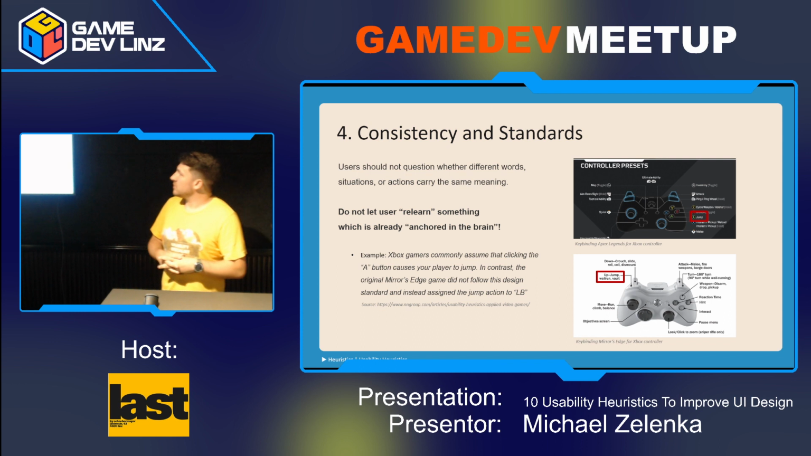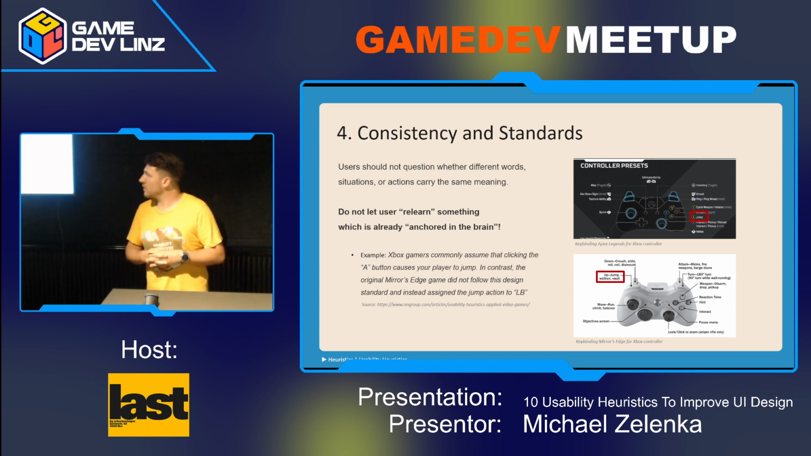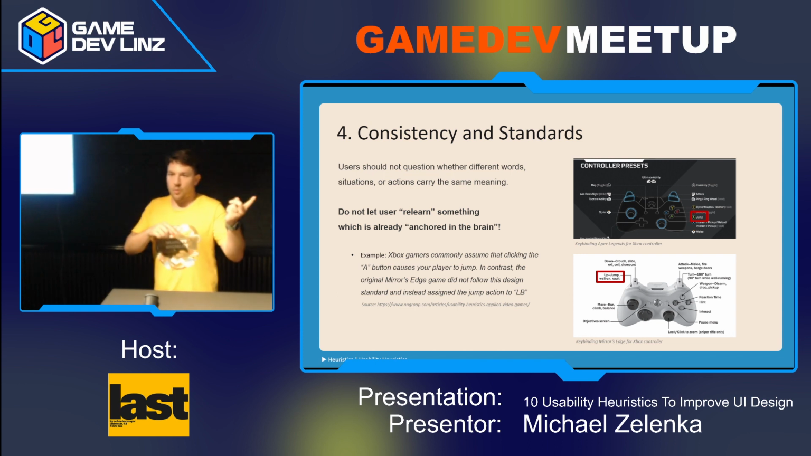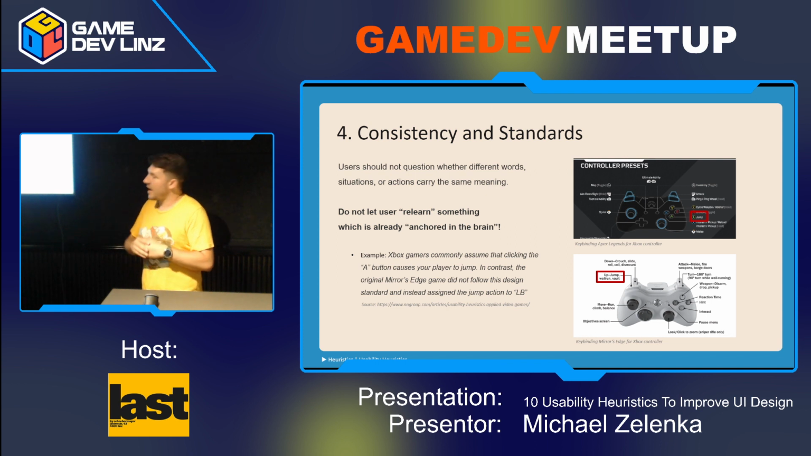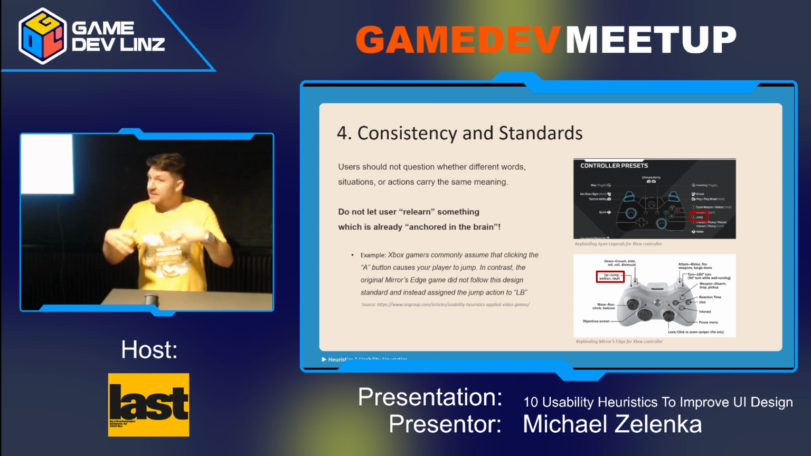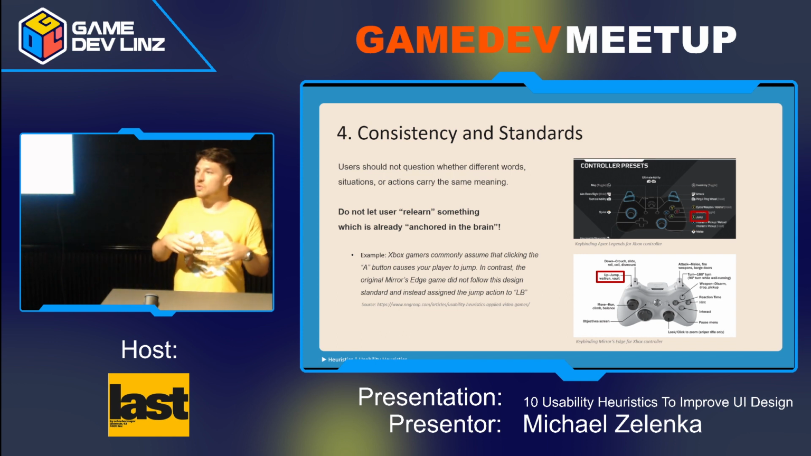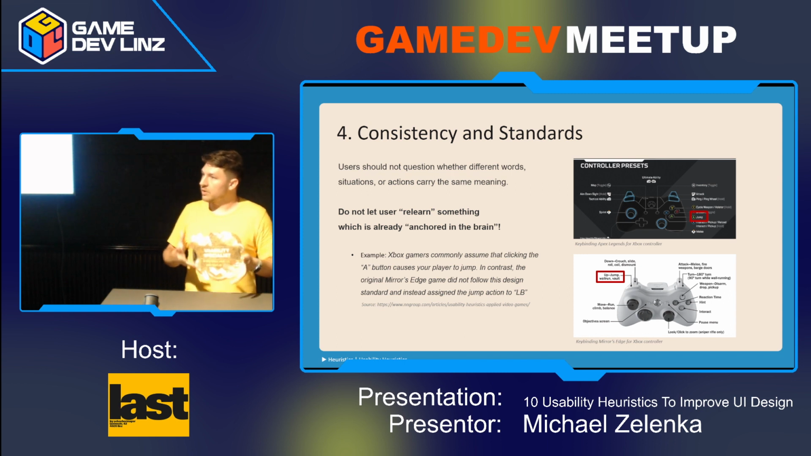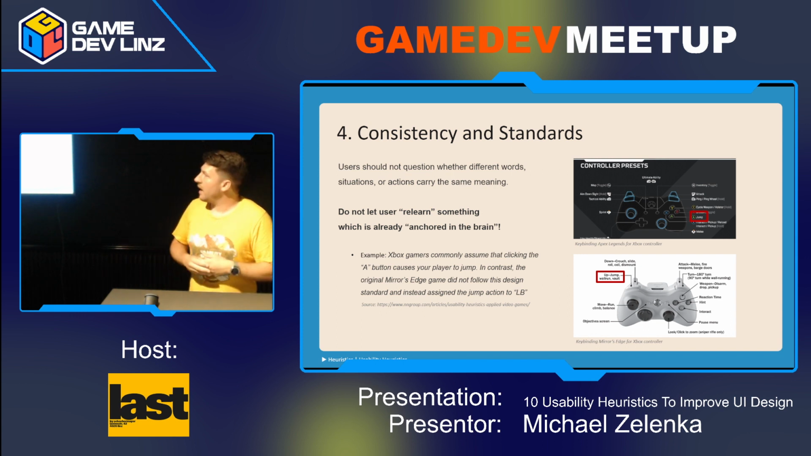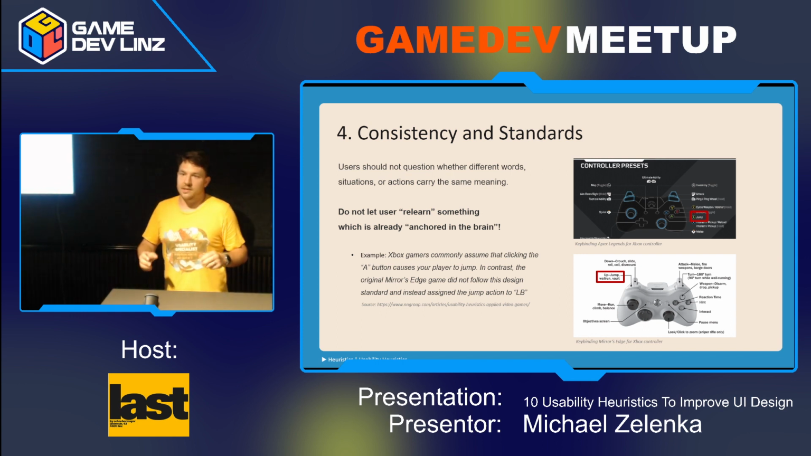But there are some games like Mirror's Edge. They put the jump button on the top left, which is really far away from the A button. It doesn't mean that it's false or something like that, but the player needs to relearn if they play a lot of games where every time they have the jump button on A, and then they have a different game, and now it's somewhere else.